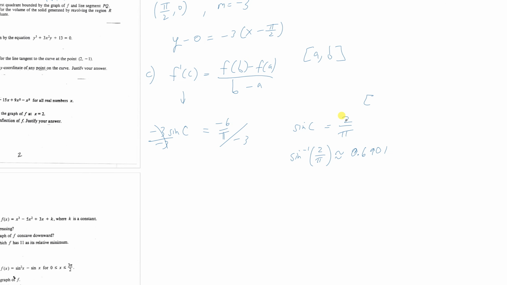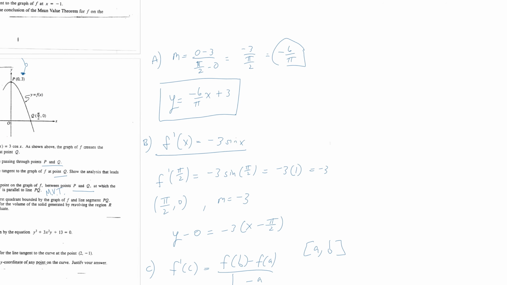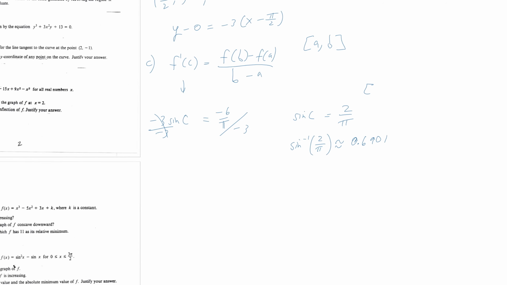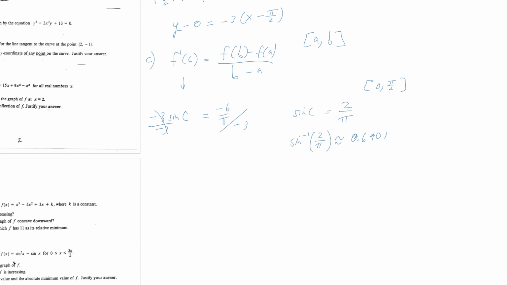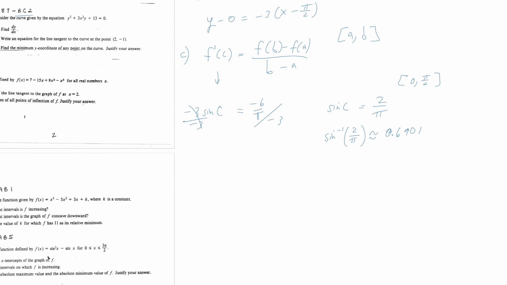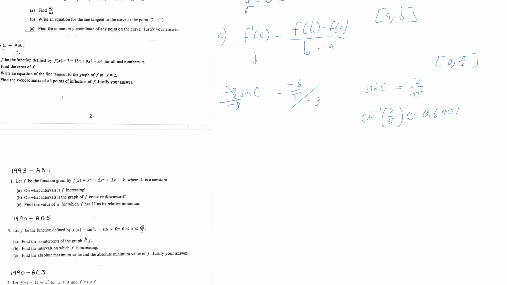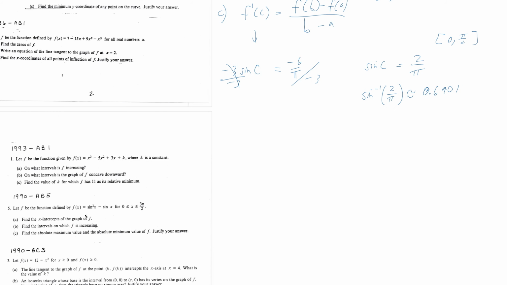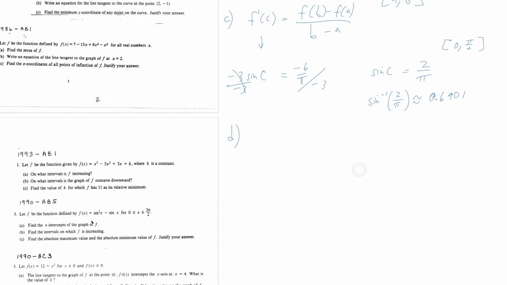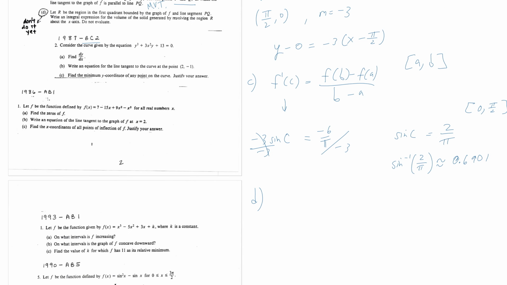Is that between, what's the interval? Let me look at the picture. From 0 to pi over 2. Is that between 0 and pi over 2? Yes, absolutely. Pi over 2 is approximately 1.5, so it's definitely in the middle. Alright, that's easy. That was not bad. Let's see what the next one says.